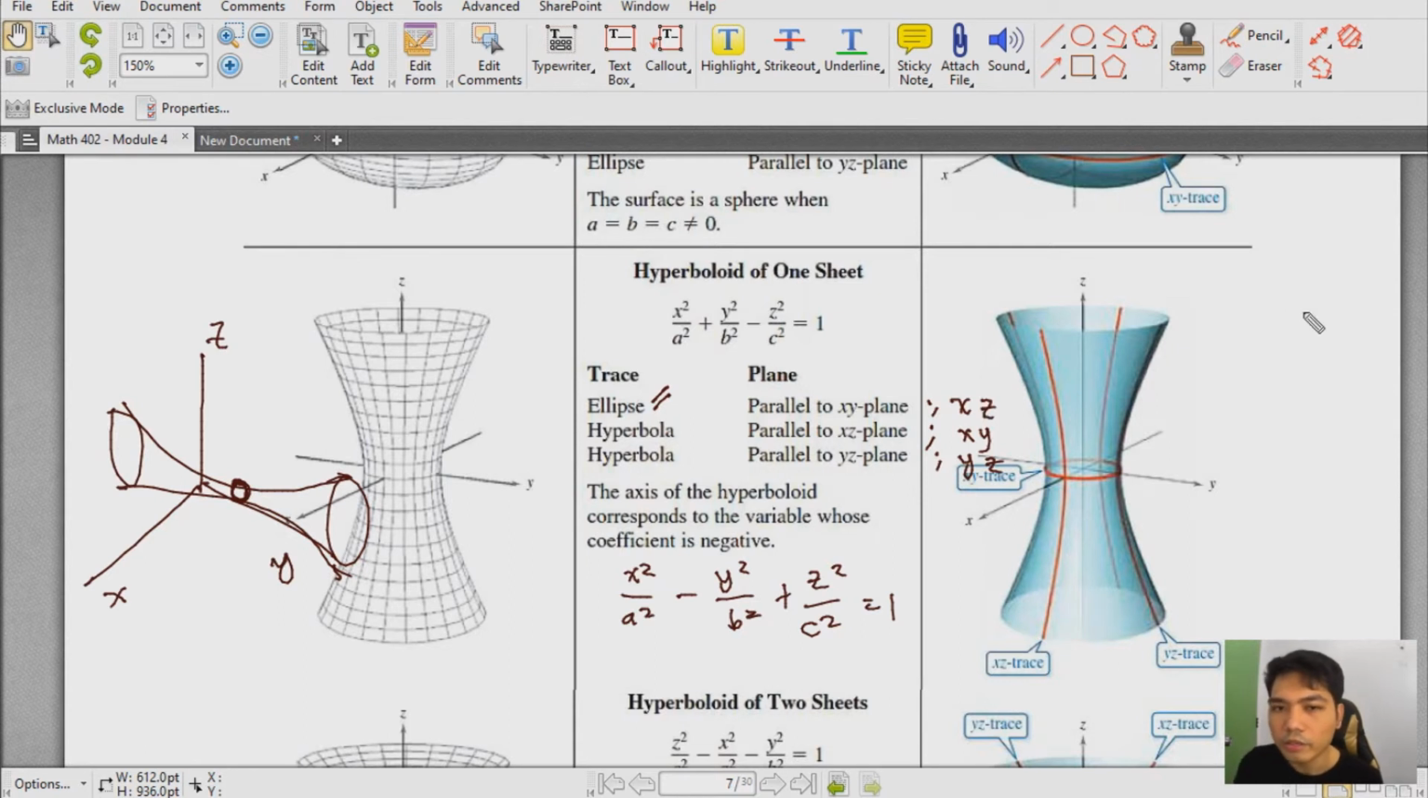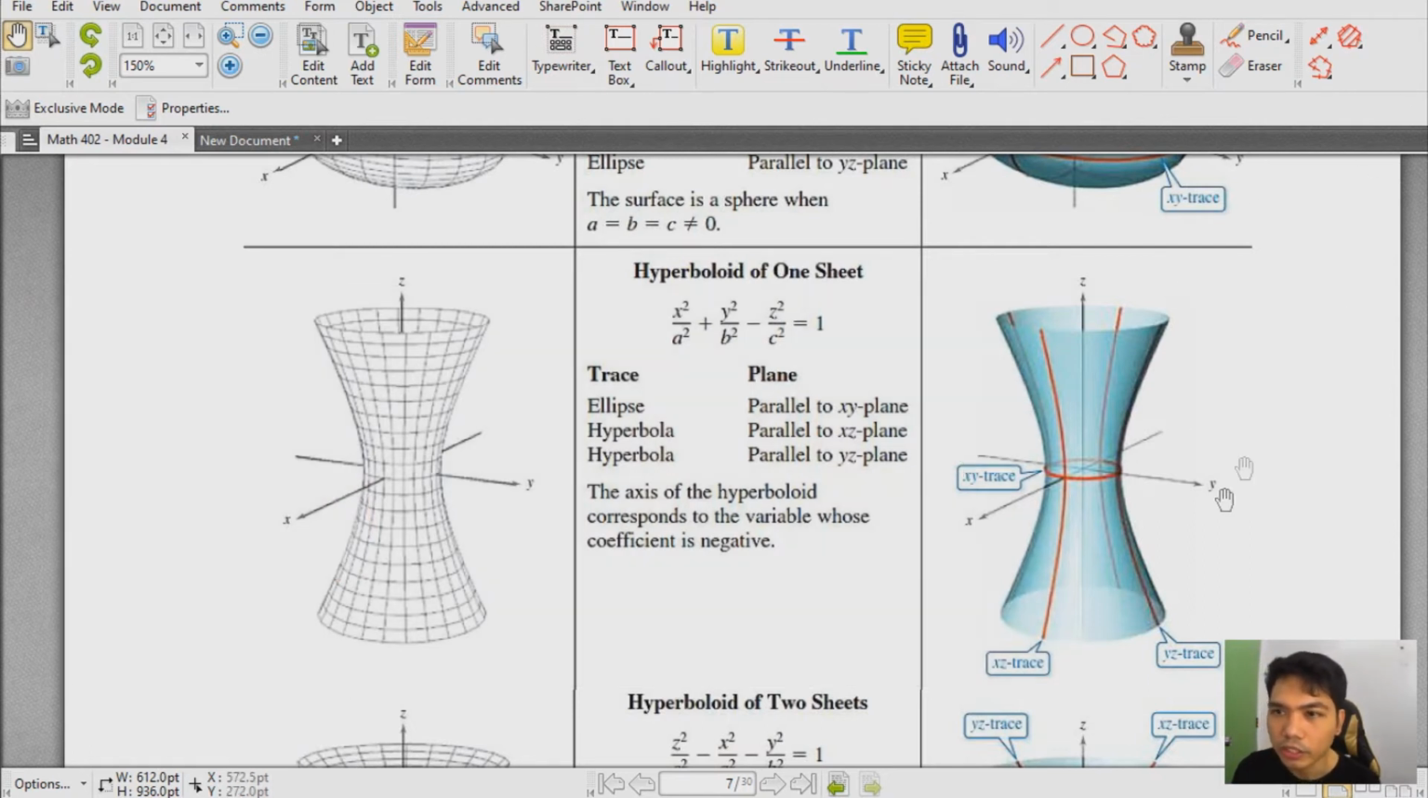So, ganun lang yun sa ating hyperboloid. Kung nasaan yung negative, nandun yung ating axis ng ating hyperboloid of one sheet. So, again, yung one sheet is dire-diretso.